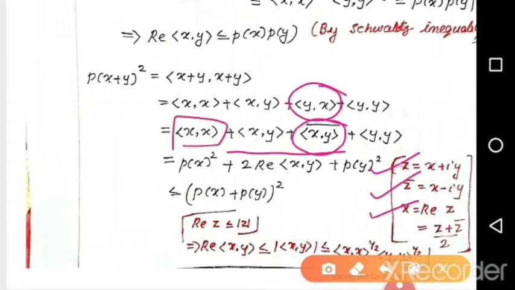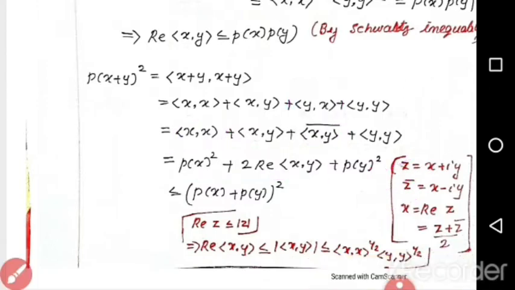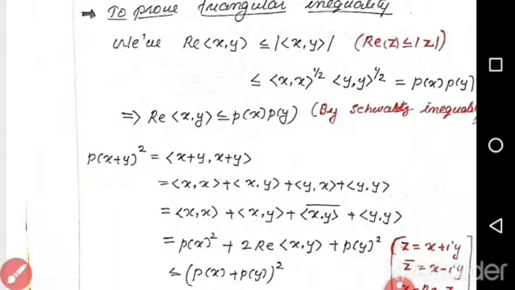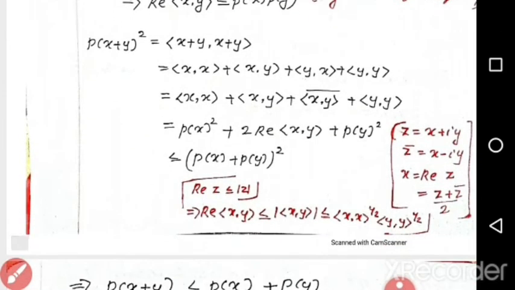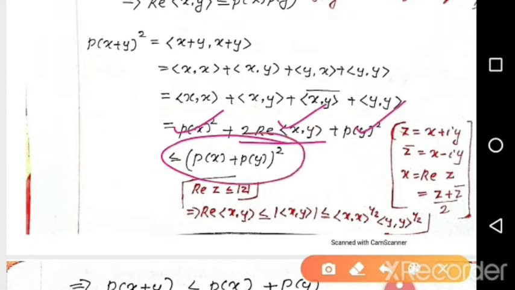replace inner product of xx by P of x the whole square, and inner product of xy plus inner product of xy bar by 2 times real part of inner product xy, plus P of y the whole square. Since we already proved that real part of inner product of xy is less than or equal to P of x into P of y, we can write this 2 times real part of inner product of xy is less than or equal to 2 times P of x, P of y, which gives P of x the whole square plus 2 times P of x, P of y plus P of y the whole square, which is equal to P of x plus P of y whole square.